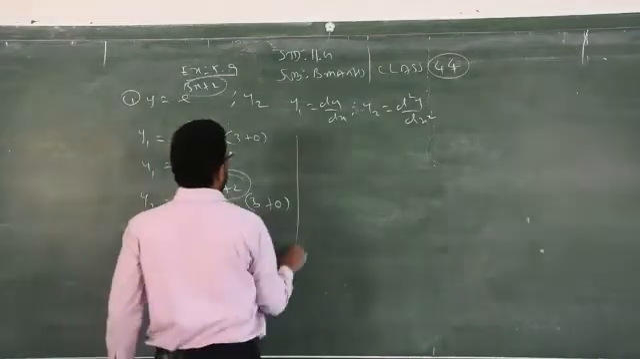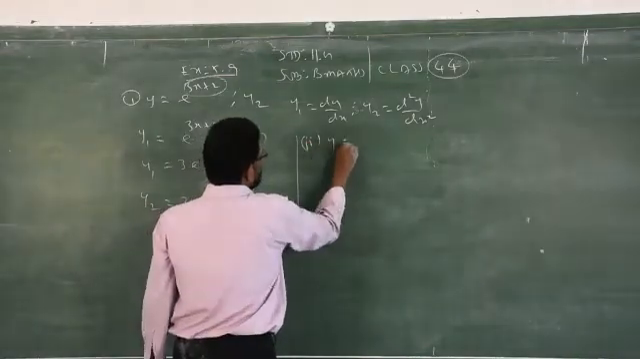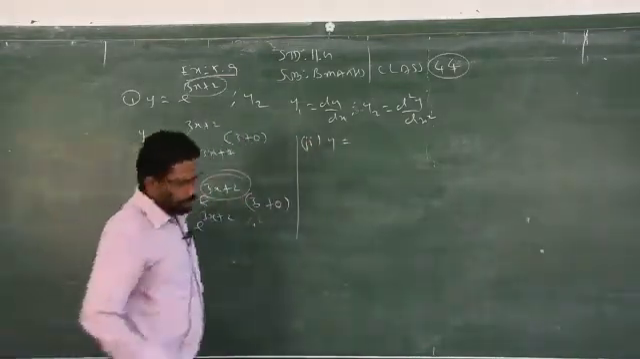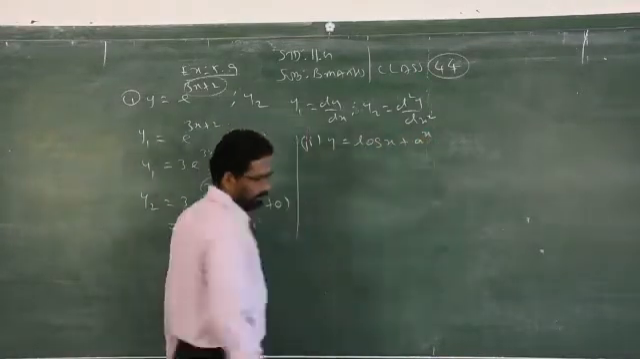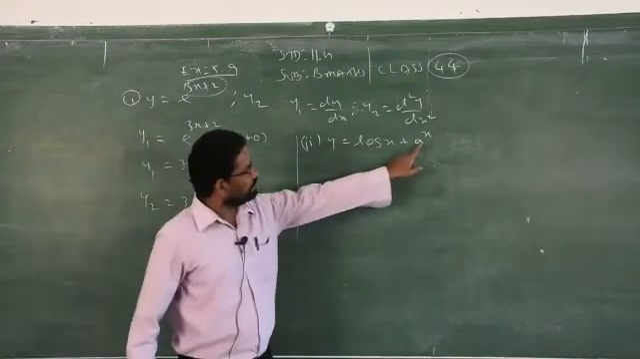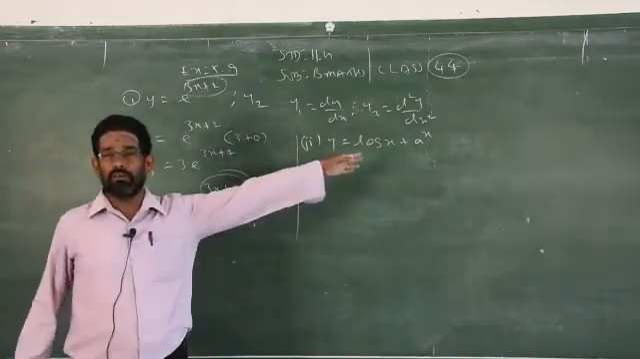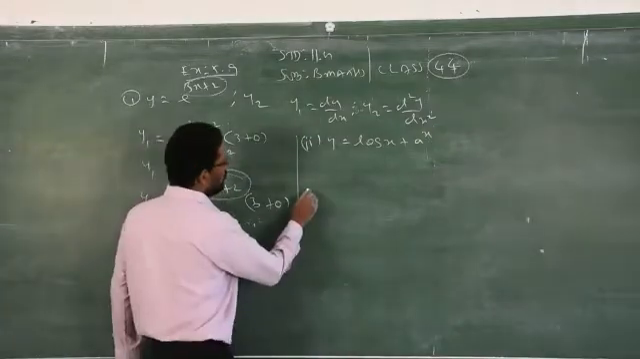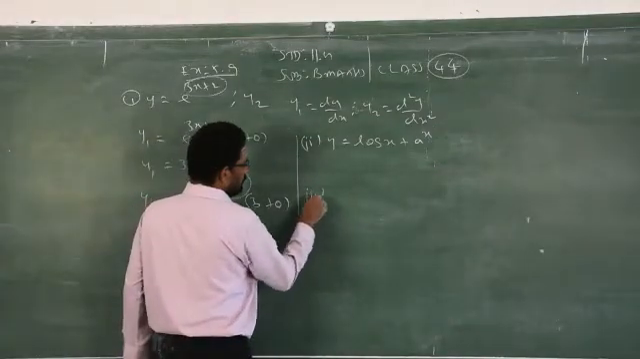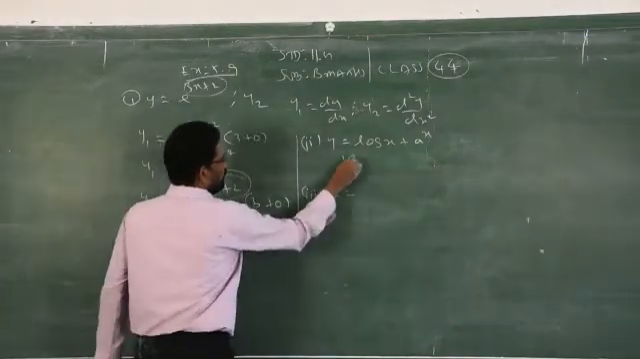Similarly for sum number 2, y is equal to log x plus a power x. So differentiate a power x; already we studied how to find the derivative of a power x. Use that, you will find the answer. Then we will go to the third sum, x is equal to; this is homework.